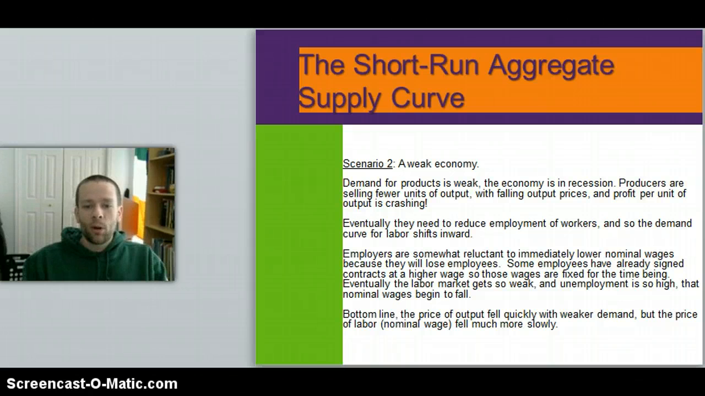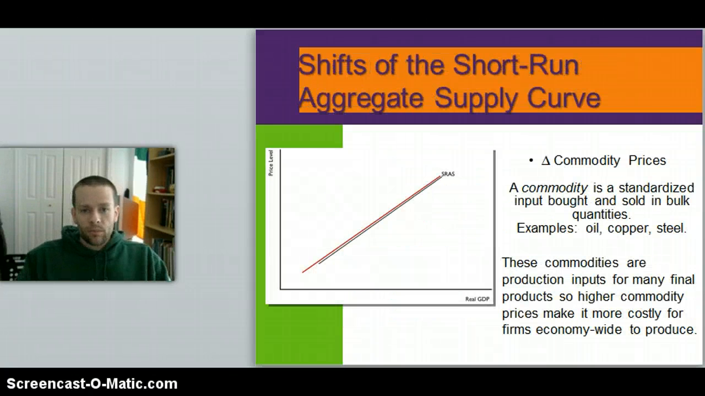Now, eventually the labor market will get so weak, and unemployment so high, that people will begin to take jobs for lower pay, and nominal wages will begin to fall. But notice, again, this took time to catch up. So even though the price of goods and services fell quickly when demand started to weaken, the labor prices took a while to respond. Those input prices for producing a good or service are sometimes called sticky, and labor is a really good example of that.